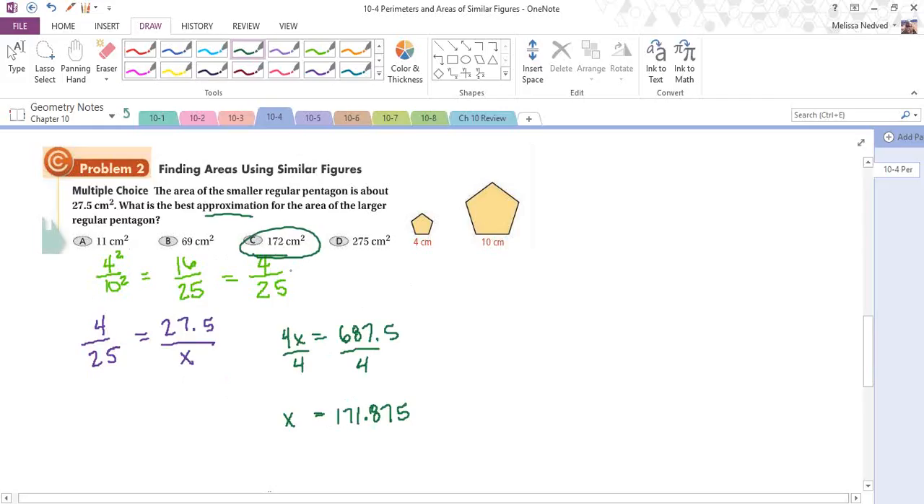So find the ratio of your areas by taking the ratio of your corresponding sides and squaring them, then set up a proportion and cross multiply to solve. Let's go ahead and try one more like that.